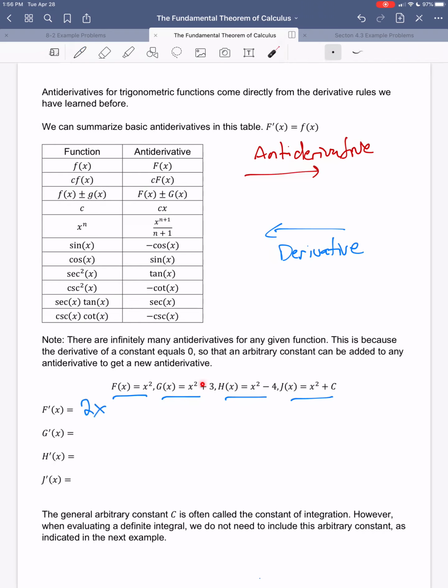Well, what's the derivative of x squared plus 3? The derivative of x squared is still 2x, but the derivative of 3 is 0. Same thing with H, x squared minus 4. Well, the derivative of that 4 is 0, so I still get 2x. So in general, we say x squared plus some arbitrary constant c. And that derivative is just 2x. So this general arbitrary constant c is often called the constant of integration.